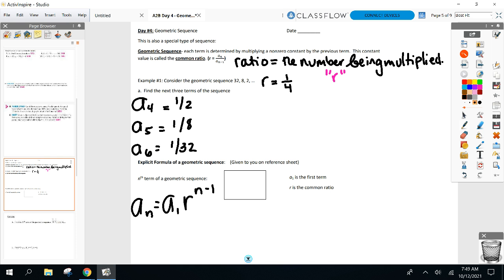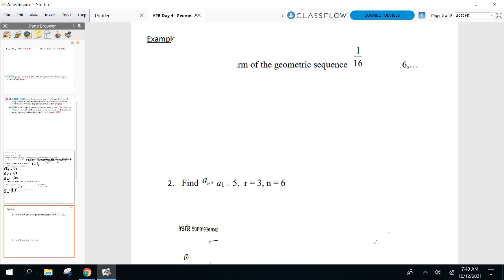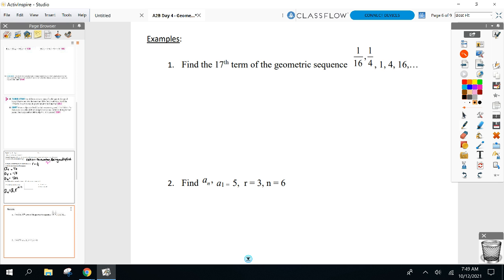All right, let's use this. Find the 17th term of this sequence. 17th. Find the 17th term. It's geometric, so I go to my formula sheet, copy down the formula for geometric. A sub n equals a1 times r to the n minus 1.